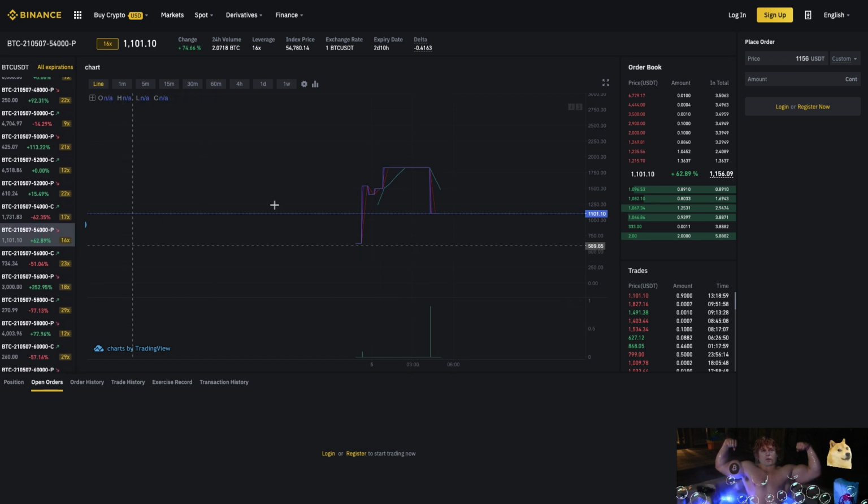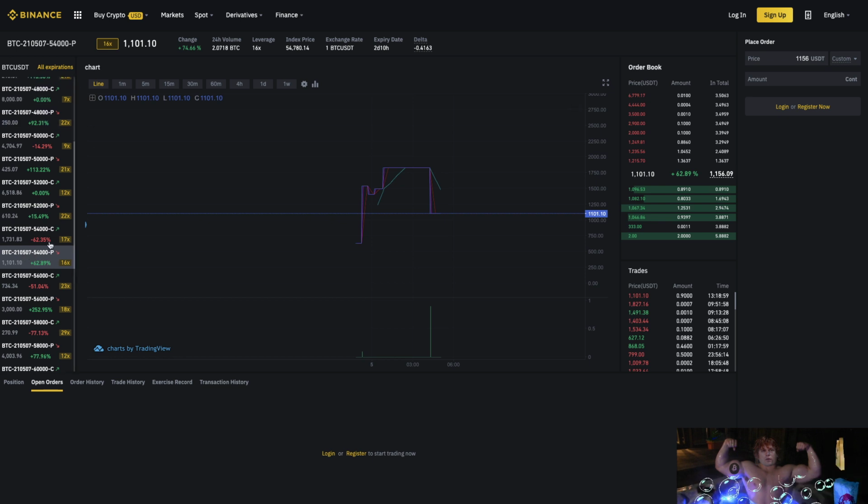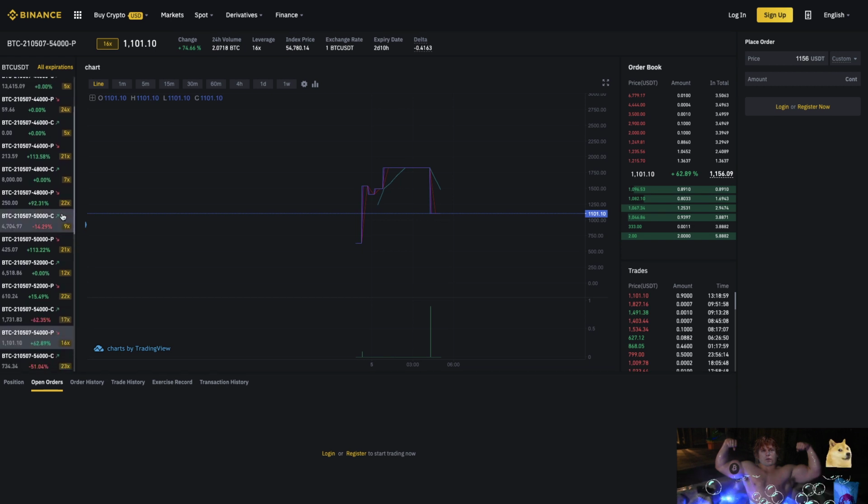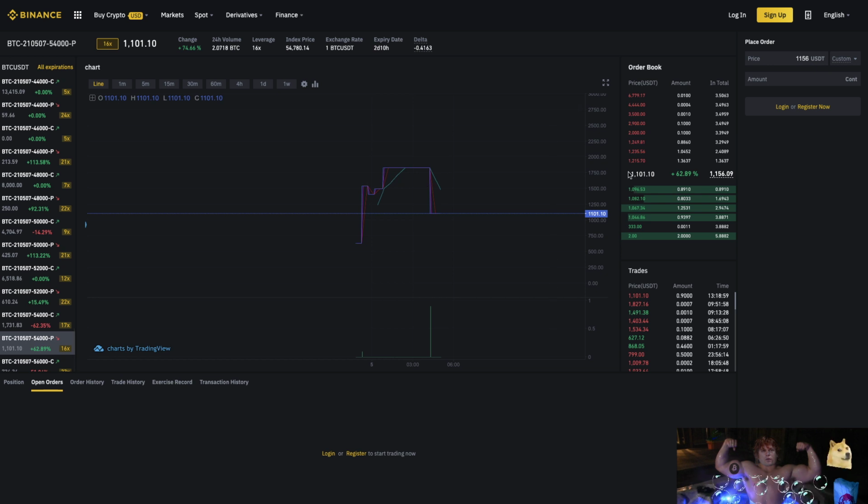Okay, here's the way to think about it. For about $1,100 per Bitcoin, you can sell Bitcoin at $54,000 guaranteed on May 7th, no matter what Bitcoin is. No matter what the Bitcoin price is, if you pay $1,100, $1,200 right now, you can sell one Bitcoin at $54,000 on May 7th. That means if Bitcoin goes to $44,000, this is a put.